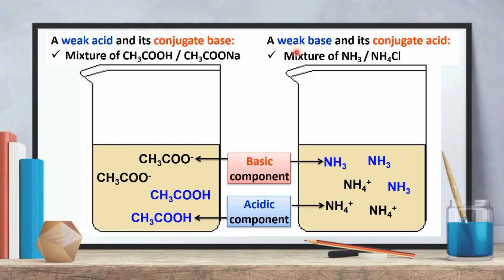For a mixture of a weak base and its conjugate acid, such as ammonia and ammonium chloride, it should also have two components, the basic and acidic. The basic component is the weak base, that is ammonia, and the acidic component is the conjugate acid, that is NH4+, that mainly comes from the salt.